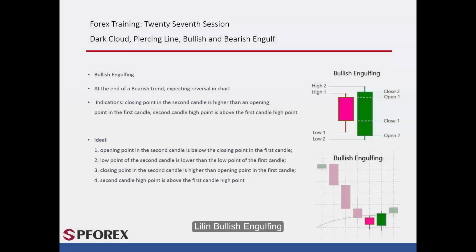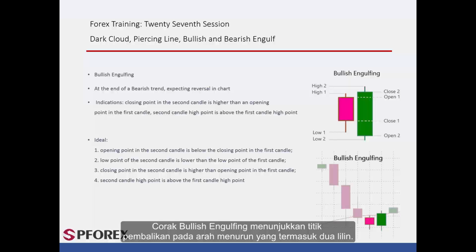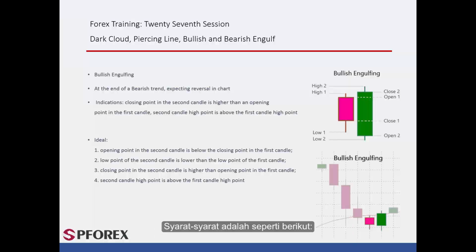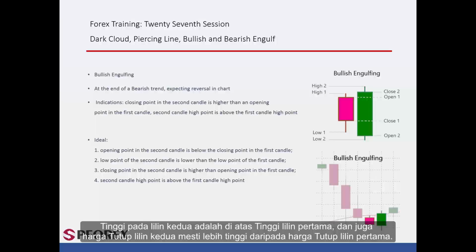Bullish engulfing candle. The bullish engulfing pattern indicates a reversal point in a downward direction, which includes two candles. Its requisites are as follows. High of the second candle is above the high of the first candle, plus the close price of the second candle must be higher than the close price of the first candle.